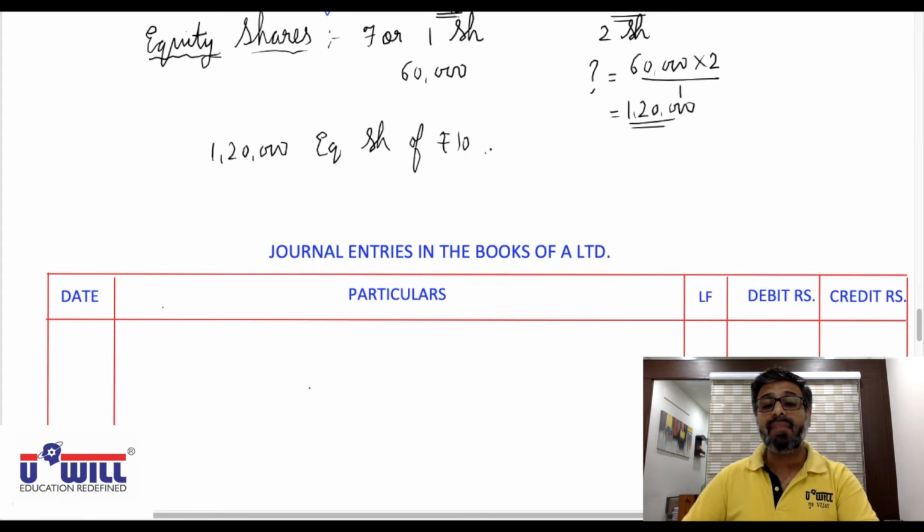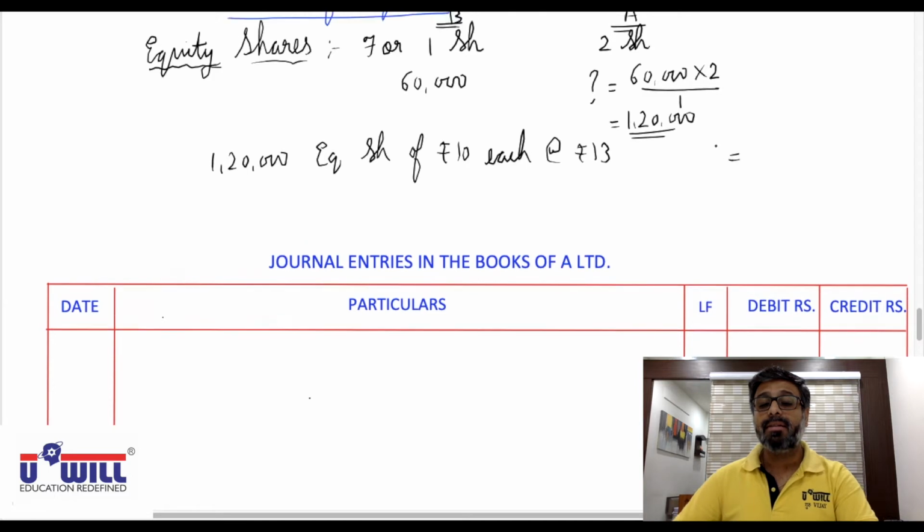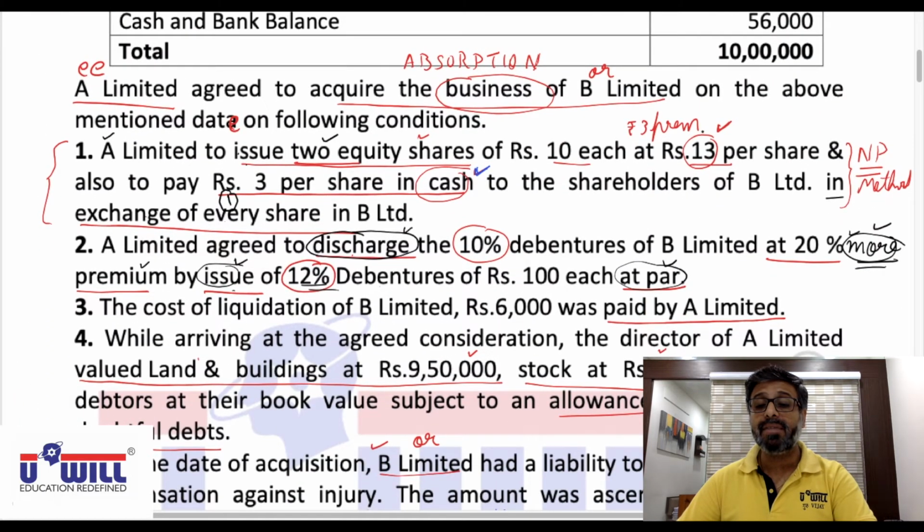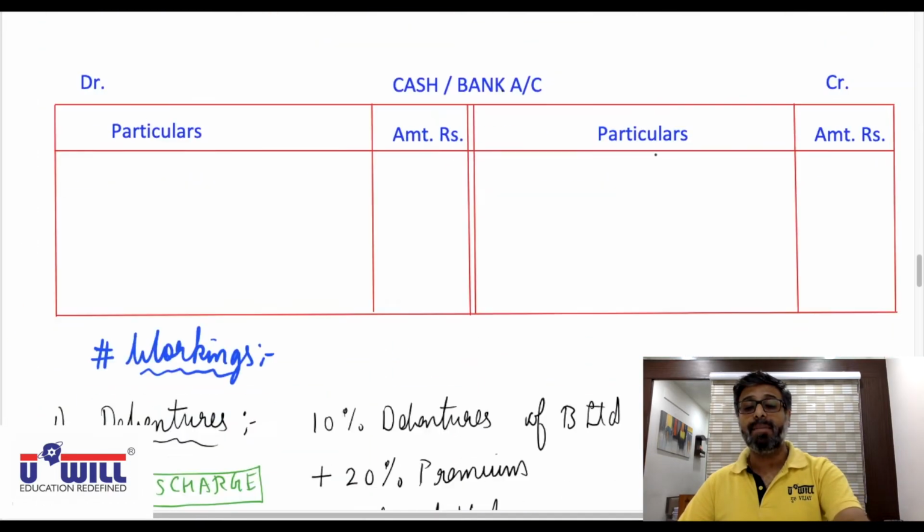But see the first adjustment, at rupees 13. We have seen that 3 rupees is premium in the first adjustment. Here we have seen shares are of 10 but we are giving at 13. So we will multiply with 13.